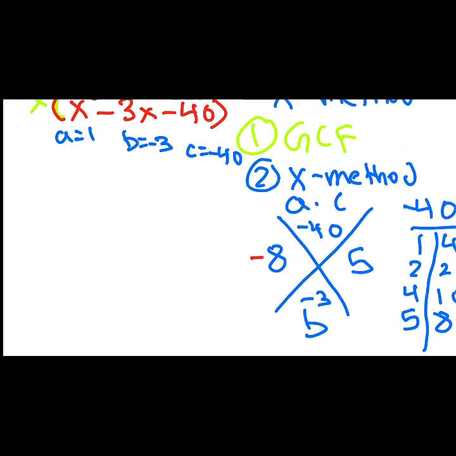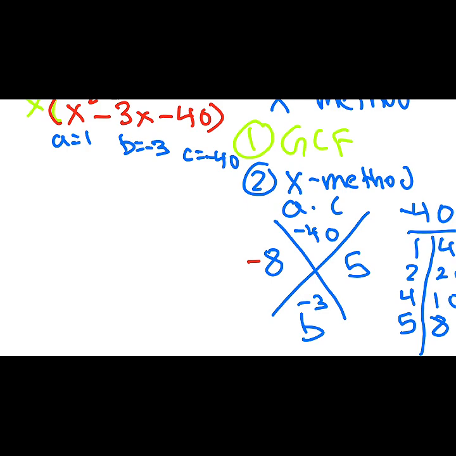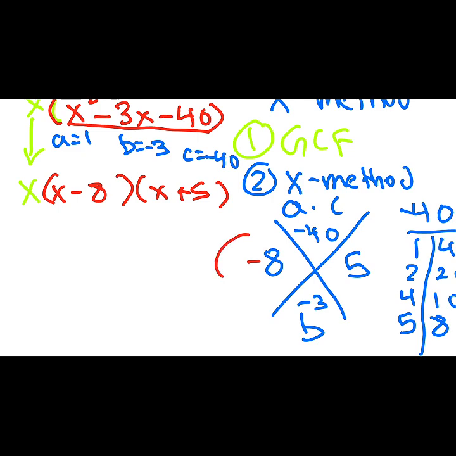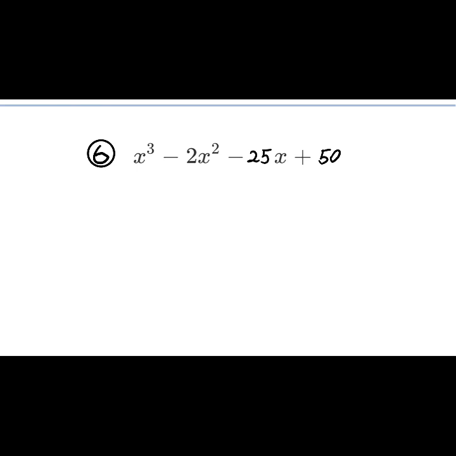So now we're just going to finish this up by rewriting our equation. The x stays on the outside. Do not forget this x. Then we rewrite our quadratic to have our new factors, x minus 8 and x plus 5. Just took these and shoved them in here. That's it.